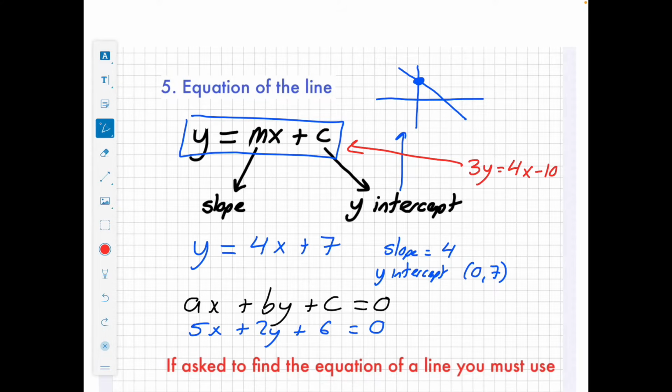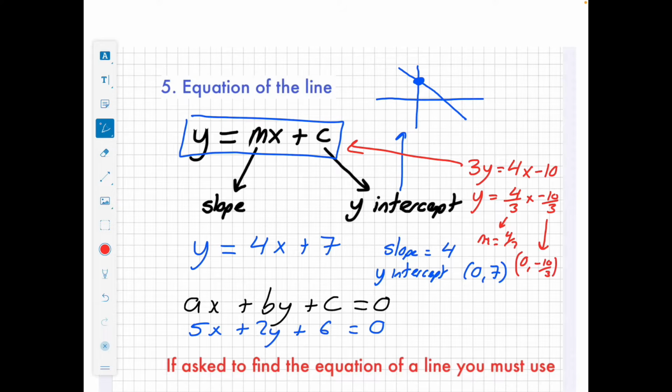So this is going back to algebra. If you're a little bit rusty on your algebra, this might be a little bit difficult, but when you revise your algebra, manipulation of formula, and then you see this, you should be okay. So to get rid of that 3, we're going to divide everything by 3. So y is equal to 4 over 3x minus 10 over 3. Now it matches up because we have our y equal to a number in front of the x plus or minus something. So here the slope m is equal to 4 over 3, and our y-intercept would be 0, minus 10 over 3. Just be super careful.